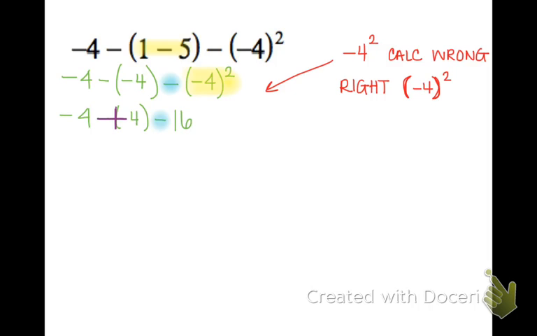So when we get here, I look at negative 4 plus 4, which gives me 0, because that battle is perfectly even. They're all going to cancel out. Minus 16, and now 0 minus 16, negative 16 is your answer.